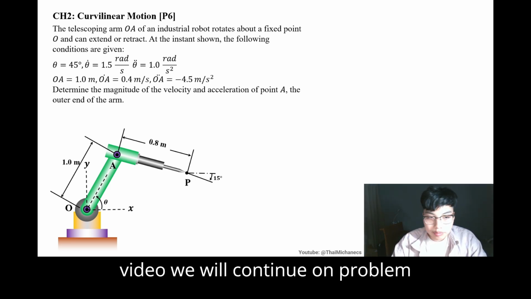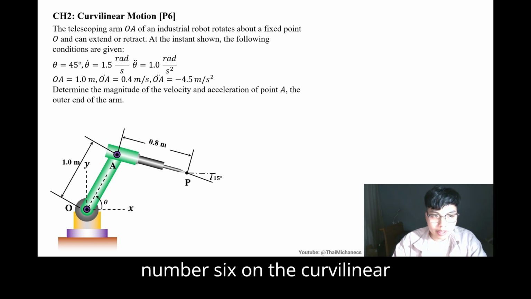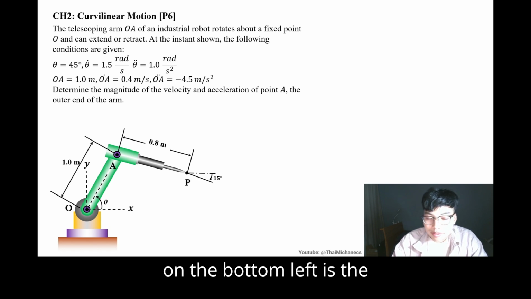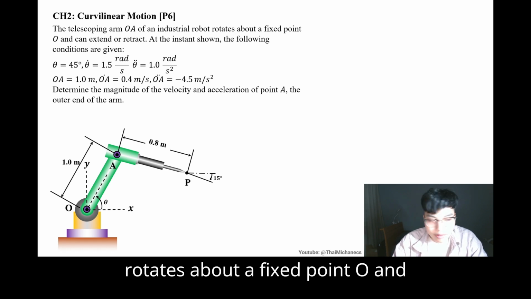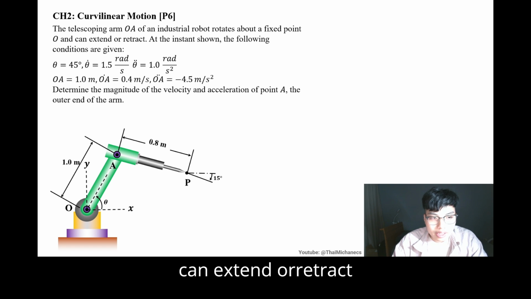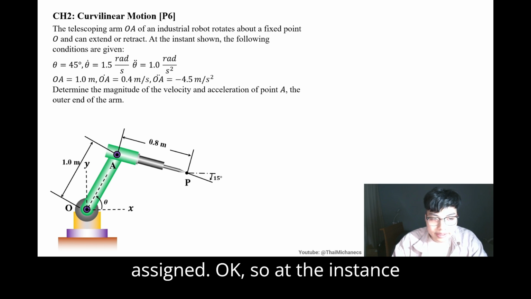In this video, we will continue on problem number 6 on the curvilinear motion. What you see here on the bottom left is the industrial robot schematic that rotates about a fixed point O and can extend or retract as the position A and P is assigned.